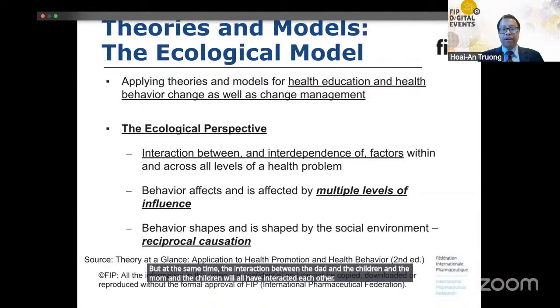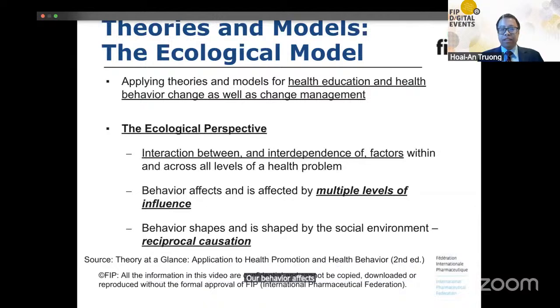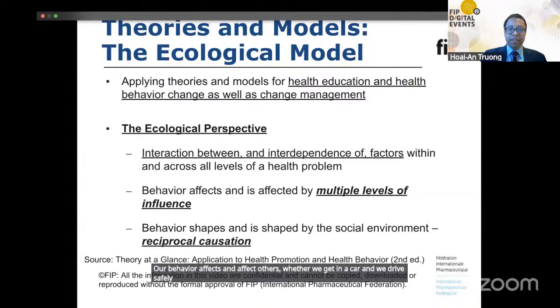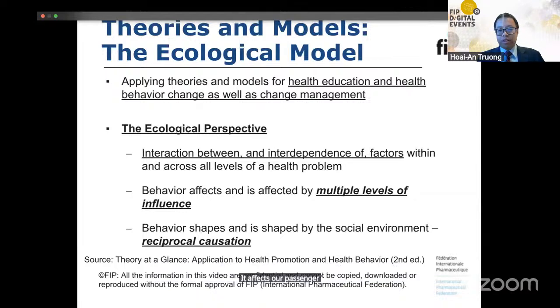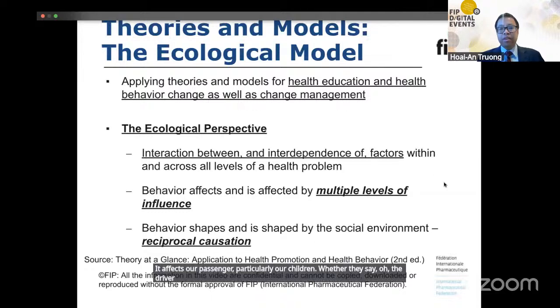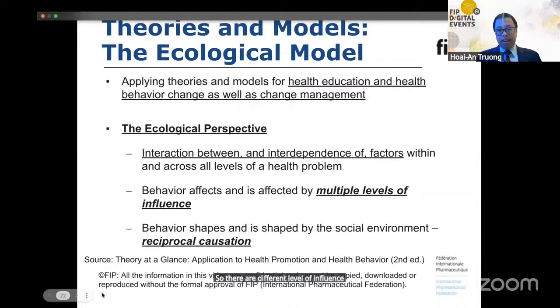Our behavior affects others, whether we get in a car and drive safely or recklessly, or whether we put on a seatbelt or not. It affects our passengers, particularly our children. They may say, oh, the driver, being a dad or a mom, does not put on a seatbelt, so why do I have to put on a seatbelt? So there are different levels of influence. That's the individual level. And then there's the community.